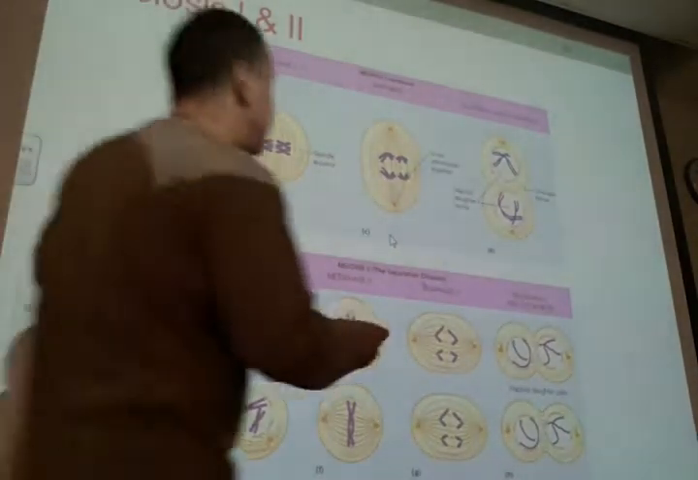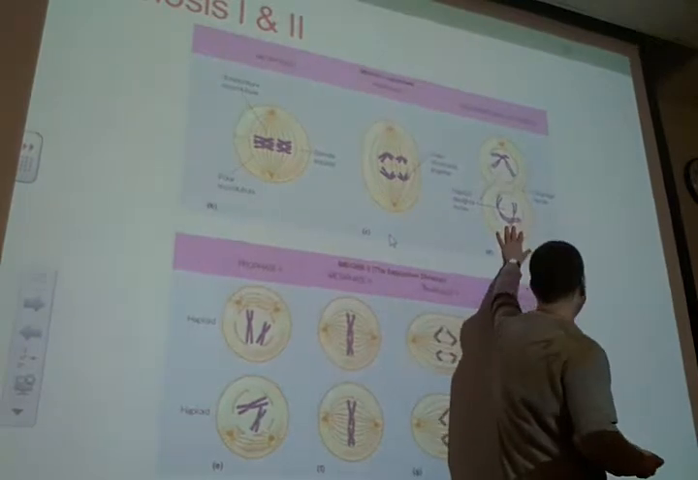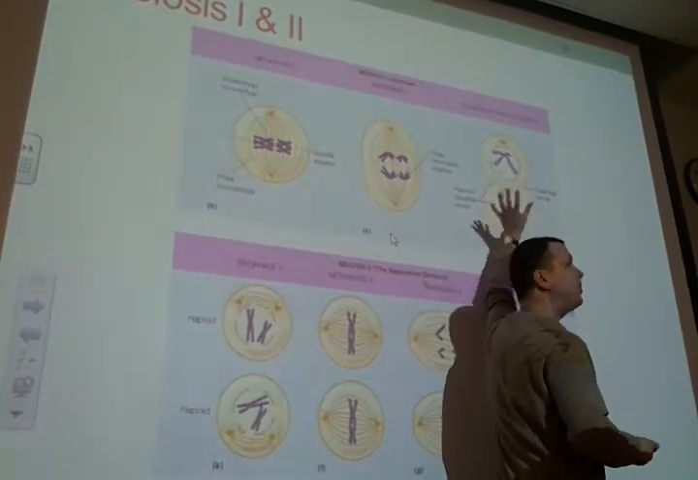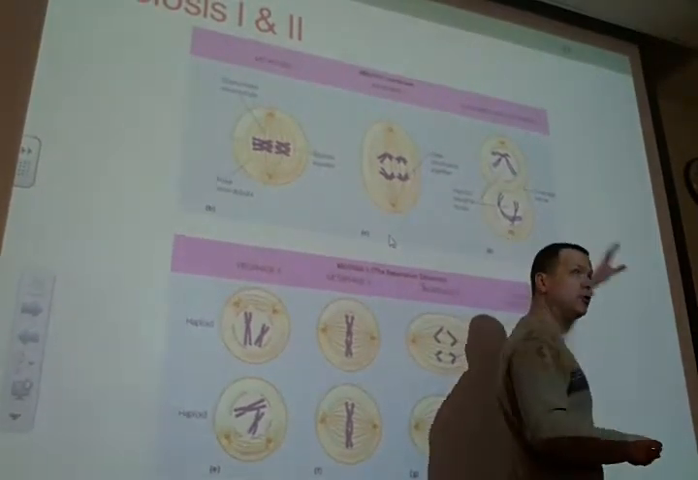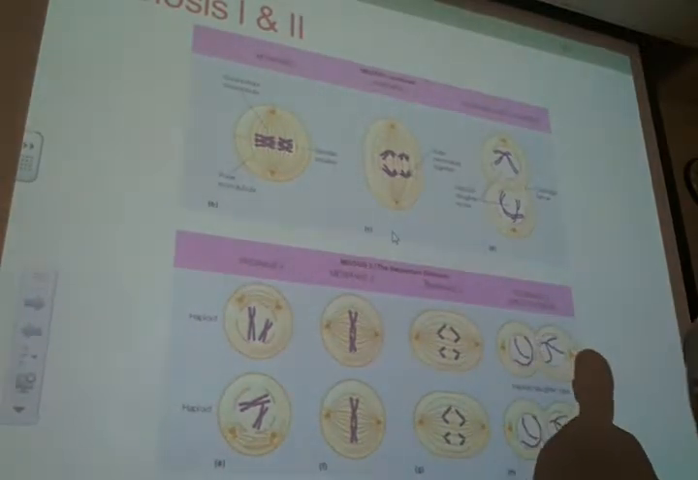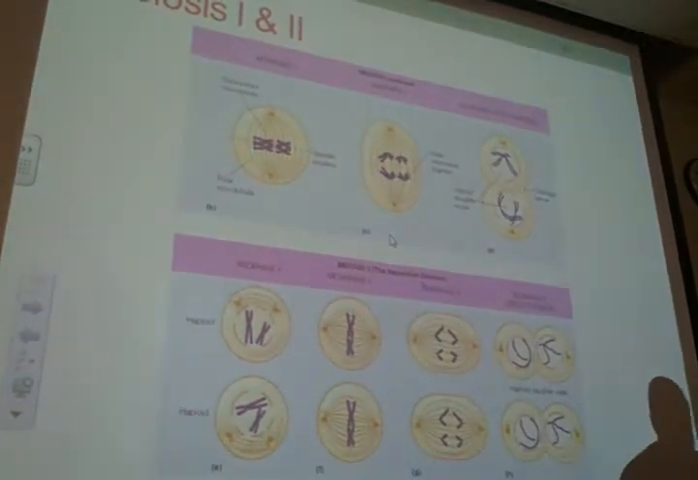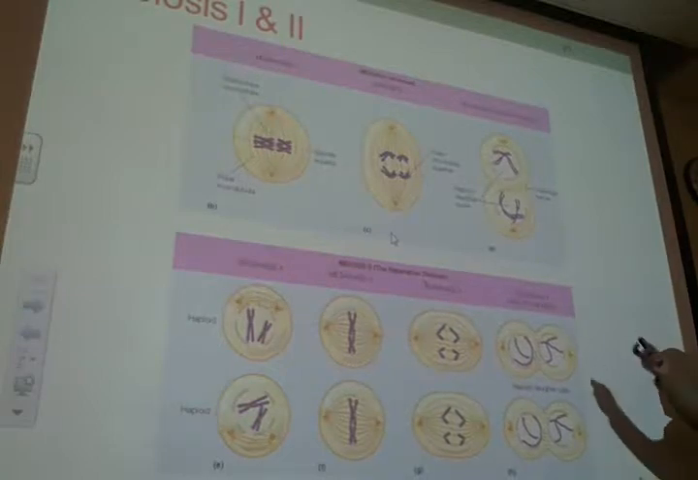But does everybody see how we've now gone from diploid to haploid? So we've reduced the total number of chromosomes by half. So that's really the critical idea.